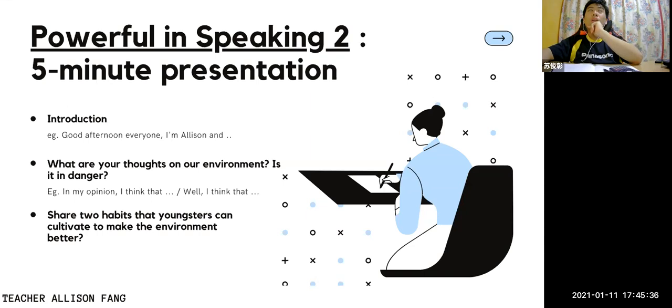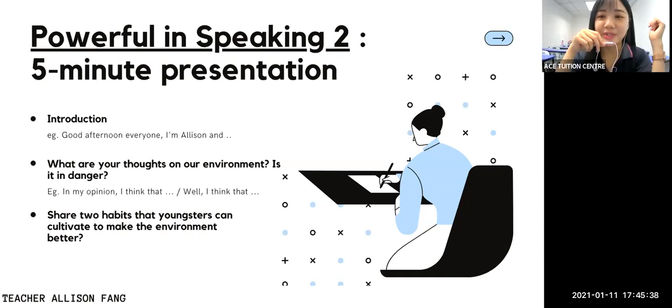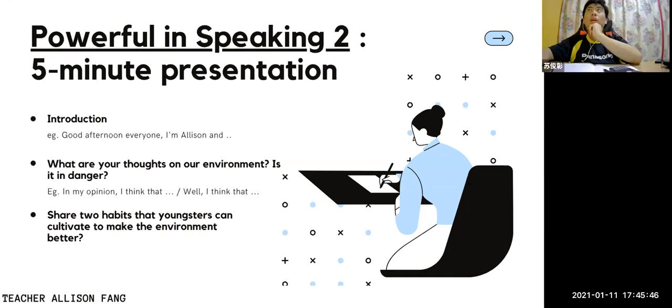And the other thing is, let me think. It's okay. What habits do you think youngsters can cultivate to make the environment better, in your opinion? Stop littering and use items that are able to recycle, like the recycle bag and the metal straws. Also, like what again? What else?